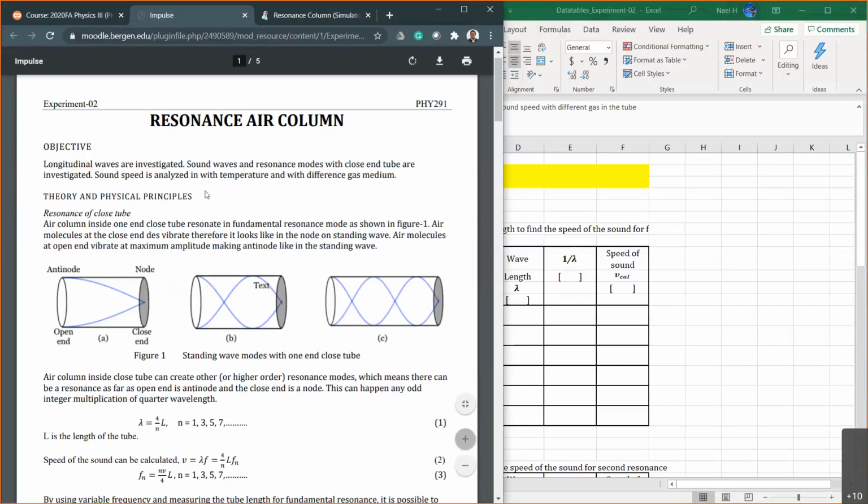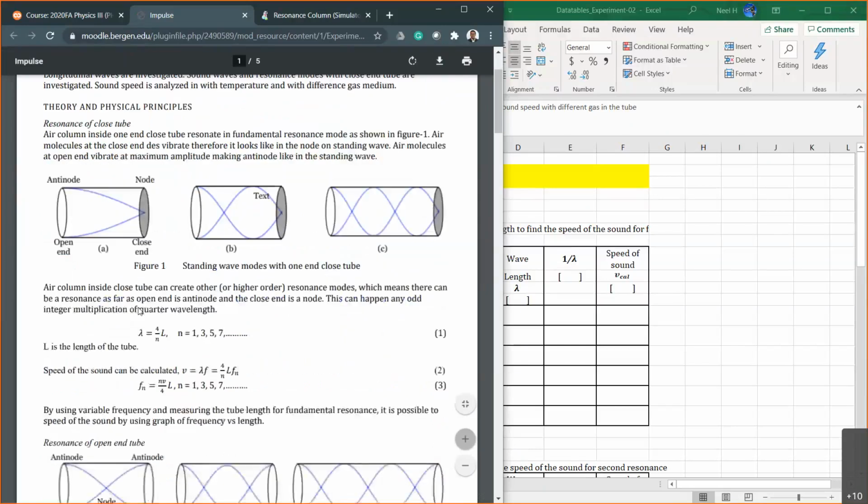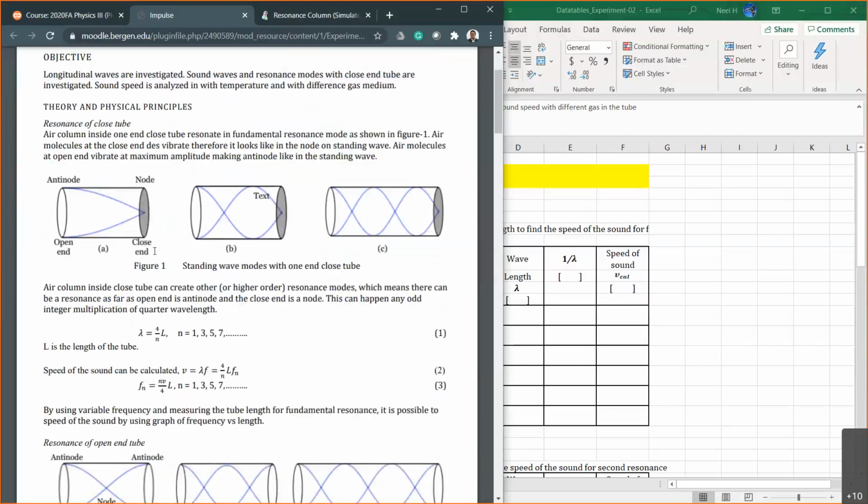Okay, and let's take a look. What are the two scenarios? So case number one: if I take the tube and fix the frequency of the source, then I can slowly change the length of the tube, right? We can do this experiment in two different ways. I can either change the length or I can change the frequency. Both can be done.